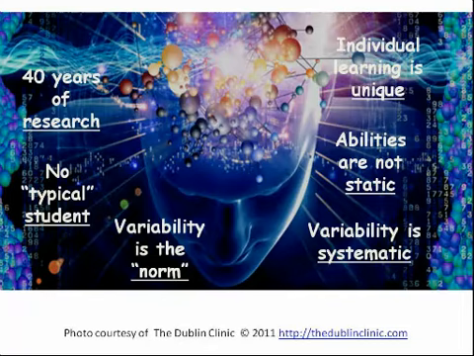So when we look at universal design, we look at 40 years of research, not only two decades of implementation, but also 40 years of research when we look at the brain and how it works. We also look at the fact that there is no typical student, so you are not teaching to the average student. You're actually teaching and providing access and flexibility to all of those students.